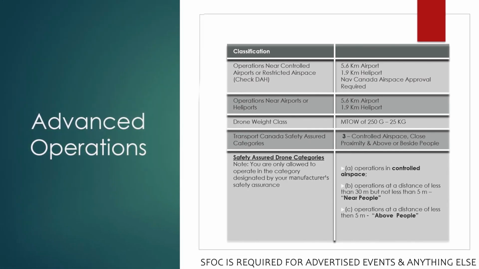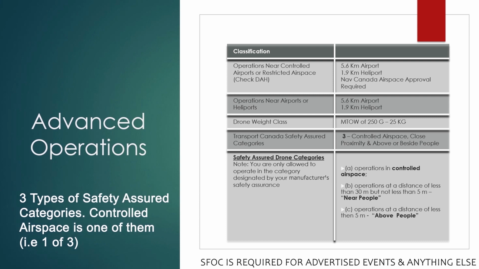In further defining and classifying the regs, our instructors have come up with a fabulous table. In the Advanced Operations category, pilots must ensure that if they are operating near the vicinity of controlled airports within 5.6 kilometers, they have the applicable safety assurance and follow the procedures as set out by the operator, or if they are operating within the vicinity of restricted airspace, they check the designated airspace handbook for further details. In regards to heliports, if you're operating within 1.9 kilometers of a heliport, the applicable RPAS safety assurance is required.